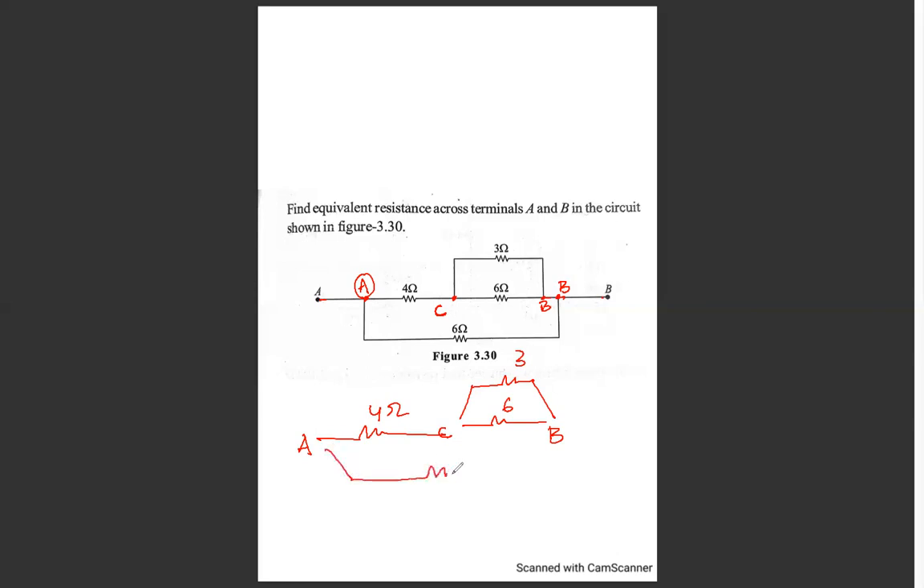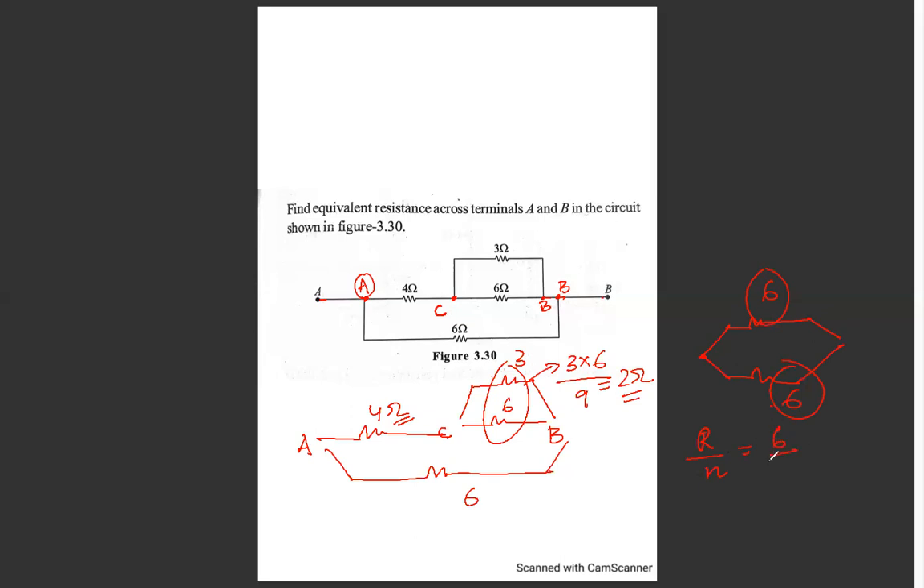Anyways, this one is going to be 6. We can clearly see these two are in parallel with each other, so they will give rise to 3 into 6 by 9, that is 2 ohm. This 2 and this 4 are in series with each other, so they give 6. Finally we have 6 and 6 in parallel. I told you that if two resistors connected in parallel are equal, we can use the formula R by N. Here it is 6 and the number of resistors is 2, so the final answer is 3 ohm. So the answer to this question is 3 ohm.